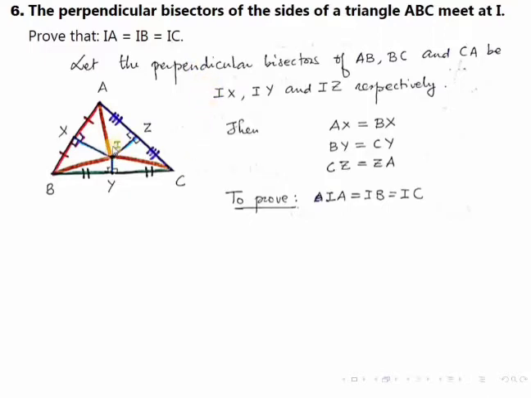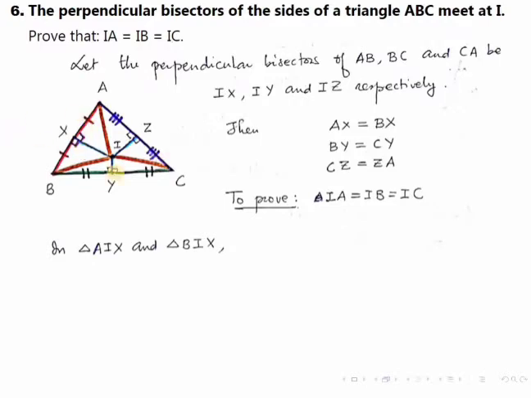IA means this line. This line is IA, this is your IB and this is your IC. We will observe these two triangles, AIX and BIX. AIX is this triangle, and BIX is this triangle. Now forget about the other triangles, just look at these two. Are they congruent? That's our aim.